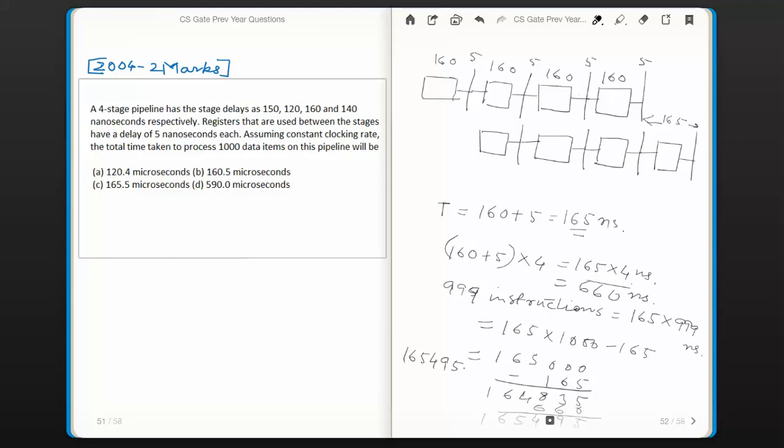So the final result is 165,495 nanoseconds, or in microseconds, as the options are given all in microseconds, we can convert it to microseconds by dividing it by 1000. So it would be 165.495 microseconds. So the correct answer would be option C.